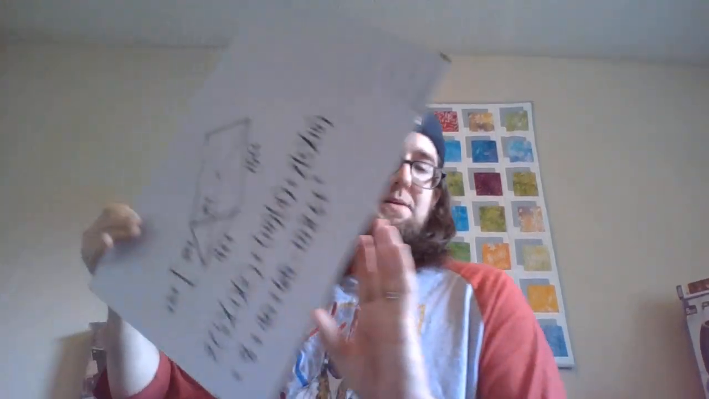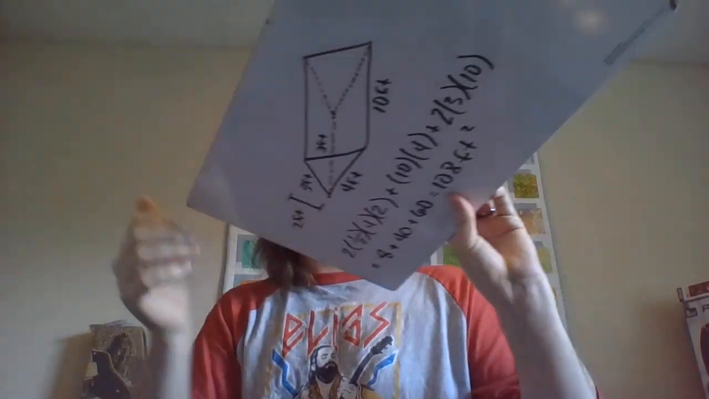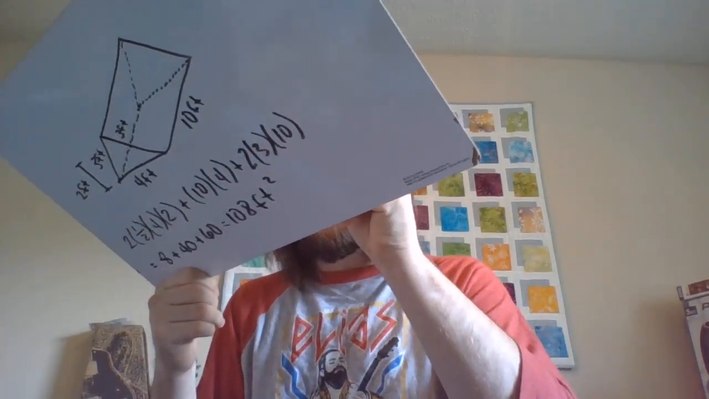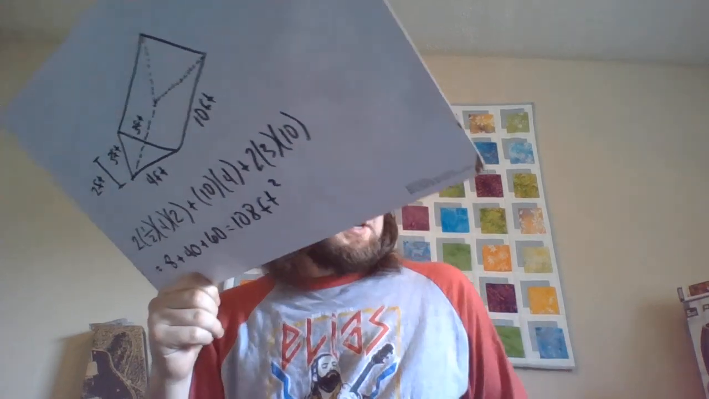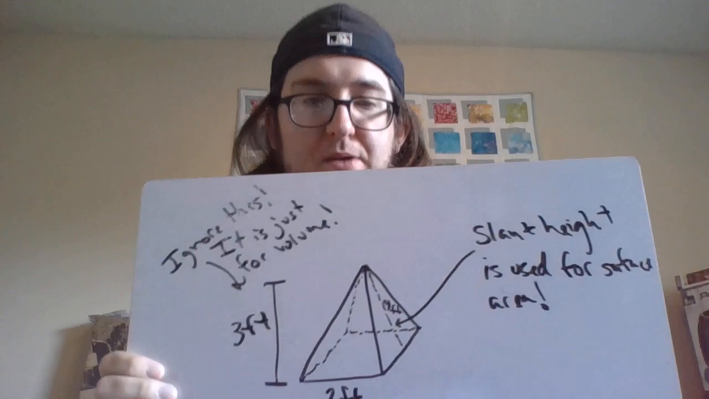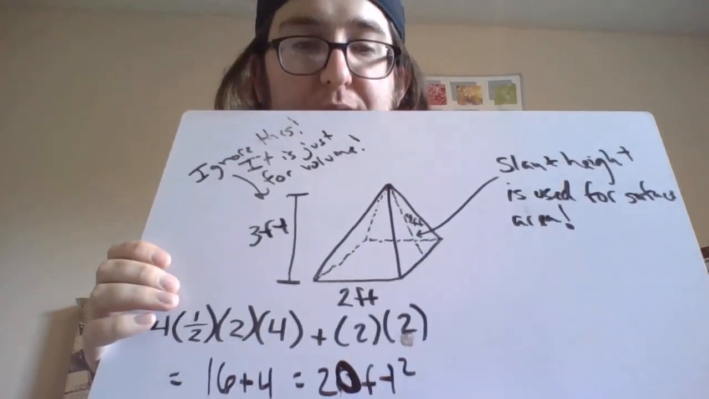Oh, it's on the back of this. And then we have a pyramid, and I must have rubbed this on something because some of my writing smeared. But we have a pyramid, okay? This is a square pyramid.